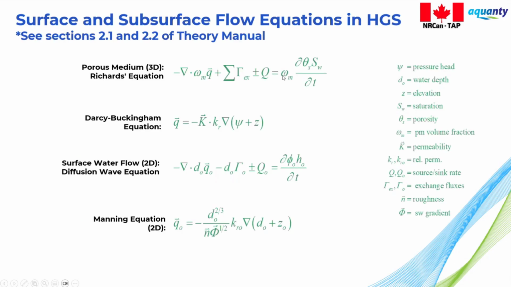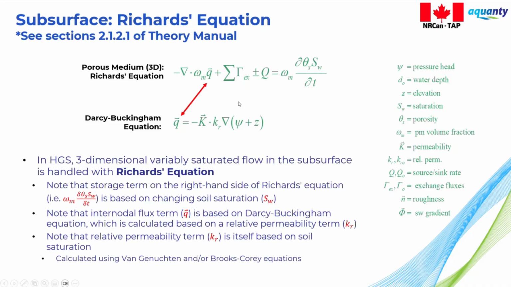The third major fundamental characteristic of HydroGeoSphere is that it is fully integrated. Here, just to quickly provide an overview, in the subsurface, HGS handles a 3D form of Richards' equation. The 3D form of Richards' equation incorporates this Darcy-Buckingham equation for internodal fluxes. This internodal flux calculation includes a relative permeability, Kr. That Kr is based on soil saturations.